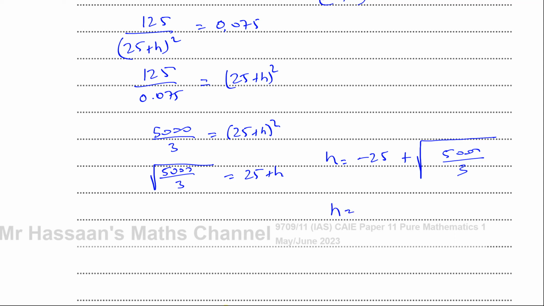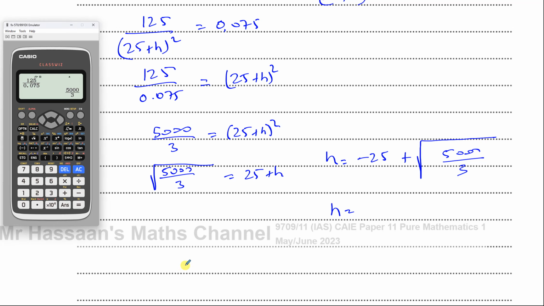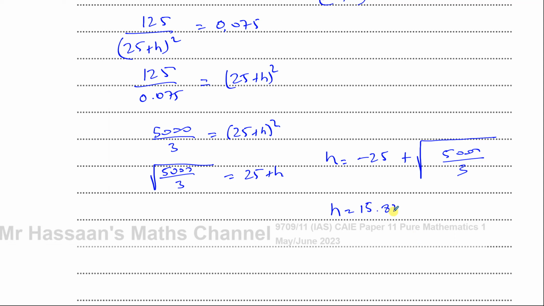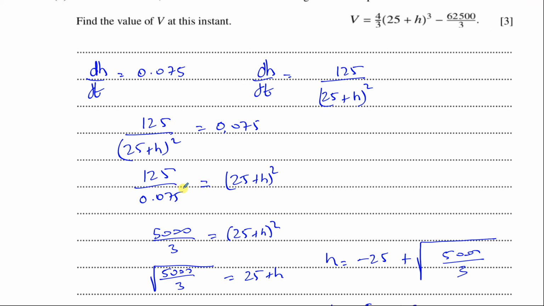So let's put this into the calculator and see what it gives us. We're going to have the square root of the answer, and we're going to take away from this 25. Okay, so that gives us 15.824. I'll write it to more accuracy than that: 15.8248. So that's the height when dh/dt is 0.075.